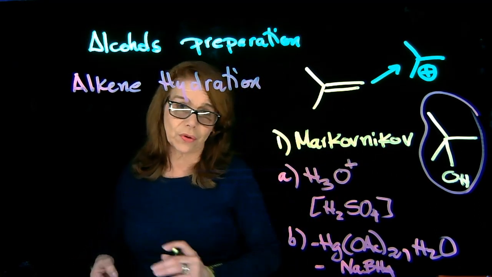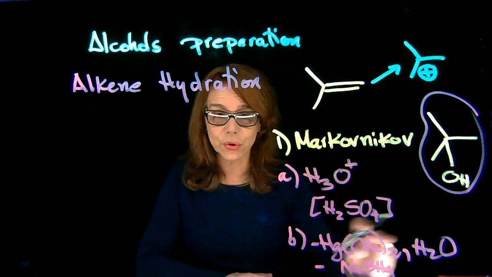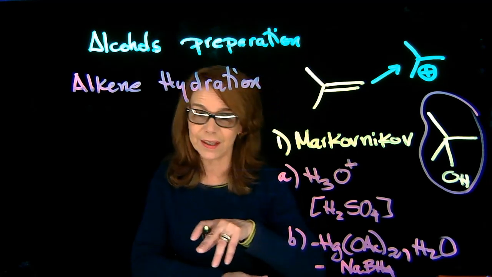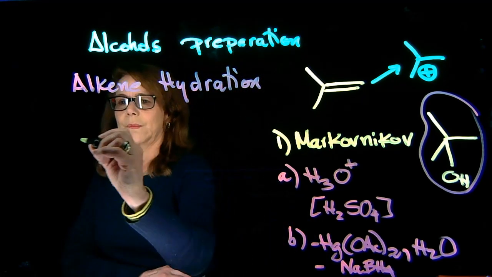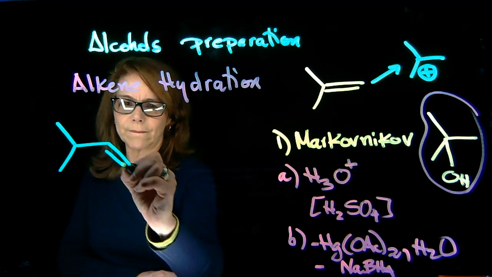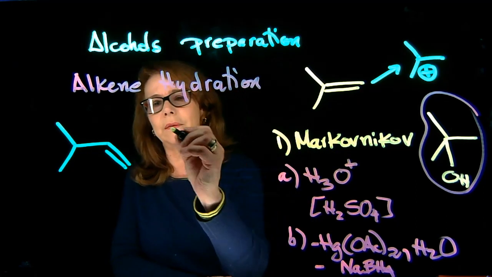But what if the structure is different? This is what we're going to talk about. When do we need to use the other reagent, which is for mercuration-demercuration? So now I'm going to have the following structure, and I'll say that I'm using this condition for Markovnikov hydration.